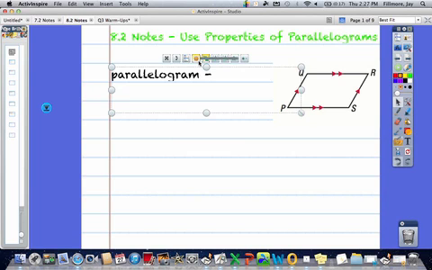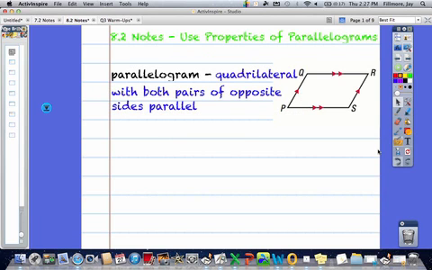A parallelogram is a quadrilateral, it always has four sides, with both pairs of opposite sides parallel. So that means that this pair of opposite sides are parallel, and this pair of opposite sides are parallel. And when we say opposite, we basically just mean that it's across from each other. So this is the basic geometric definition of a parallelogram.